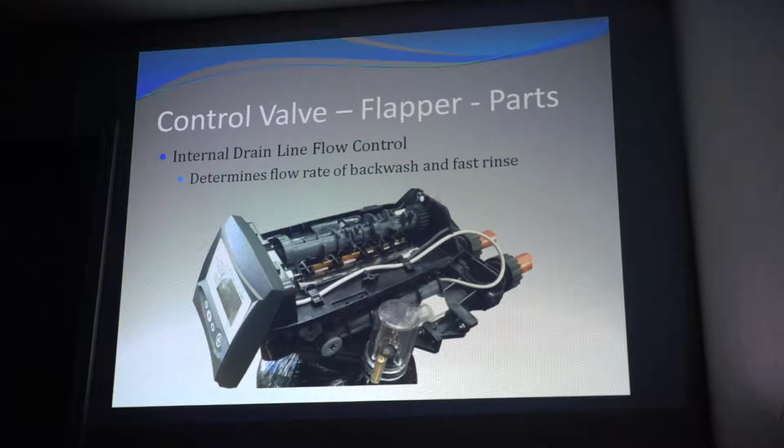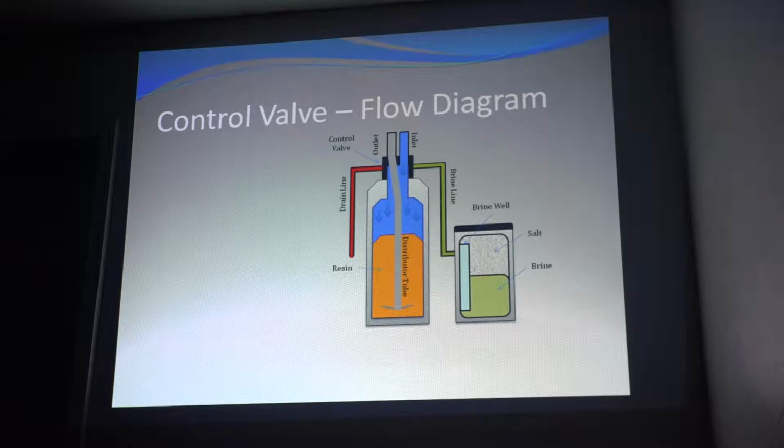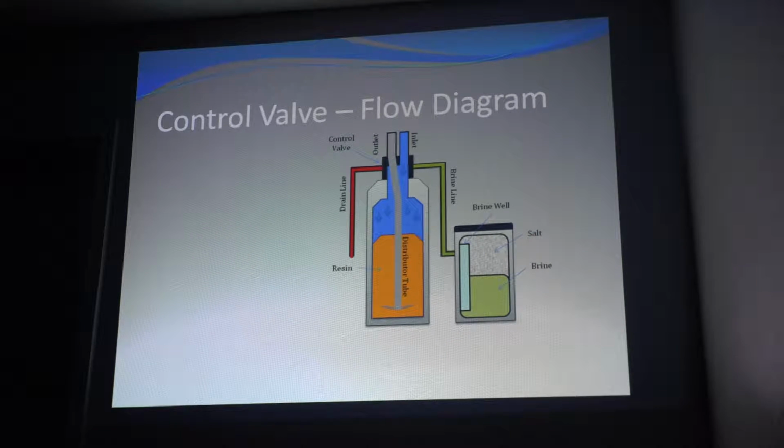The internal drain line flow control on the residential units and many light commercial units determines the flow rate for the backwash and the fast rinse. Okay, and here's a flow diagram.